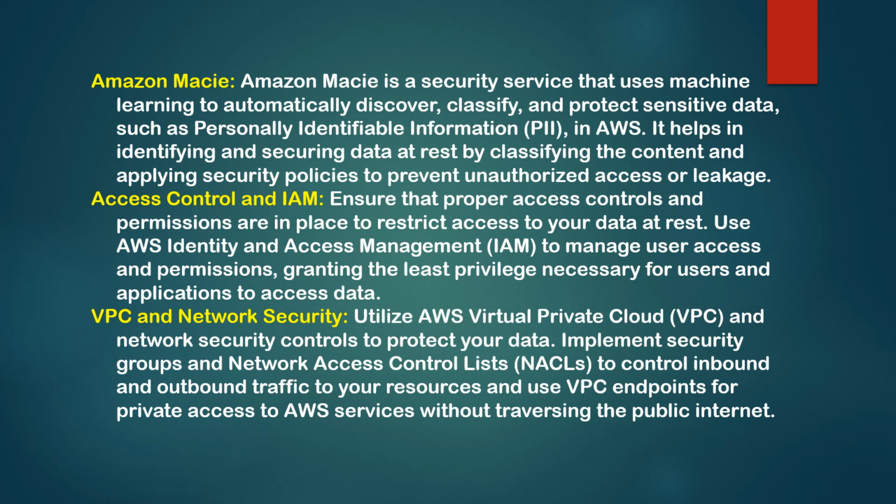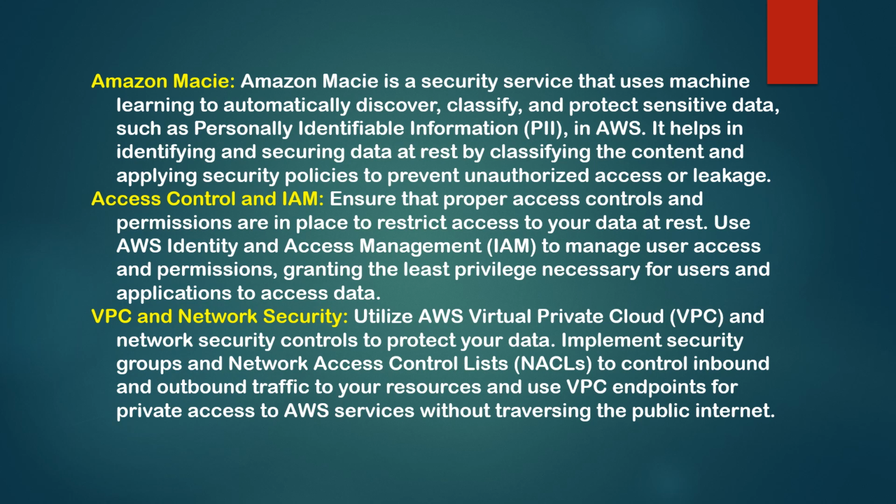Amazon Macie. Amazon Macie is a security service that uses machine learning to automatically discover, classify, and protect sensitive data such as personally identifiable information (PII) in AWS. It helps in identifying and securing data at rest by classifying the content and applying security policies to prevent unauthorized access or leakage.